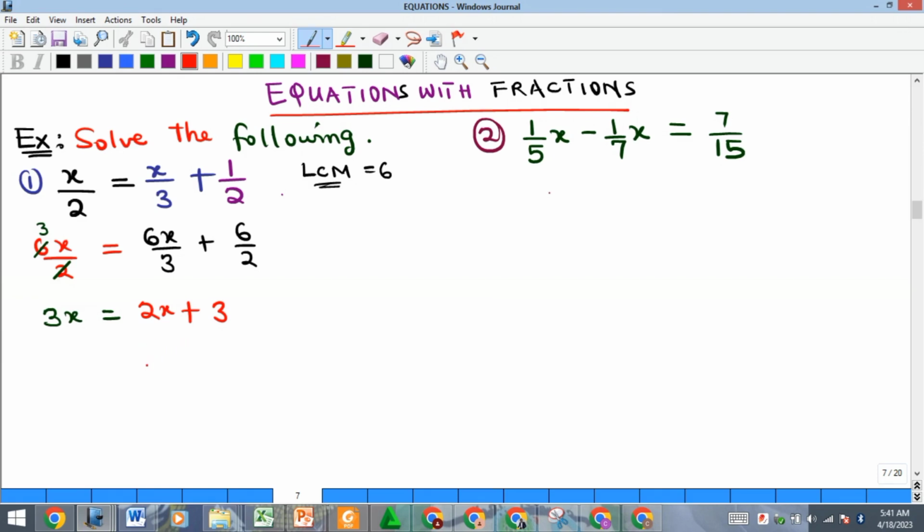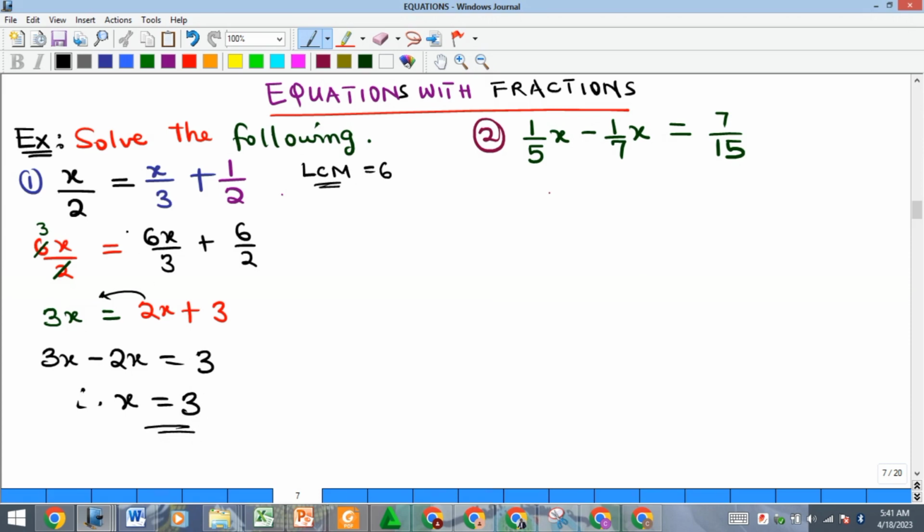So the next thing, we now follow all we know how to do, which is to collect like terms and then we simplify. In collecting like terms here, x will come over here, and so we are going to have 3x. Of course 2x is positive. If it comes over here, it becomes negative, and that's equal to 3. And of course 3x minus 2x is equal to x, and then our x is equal to 3.